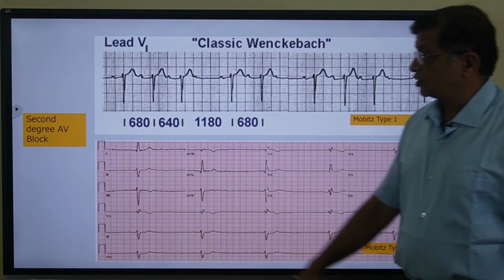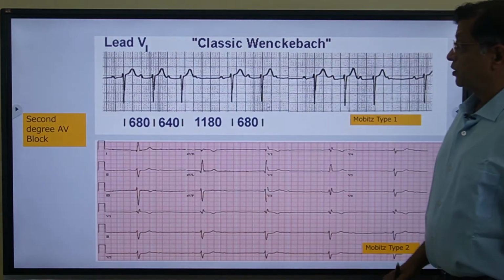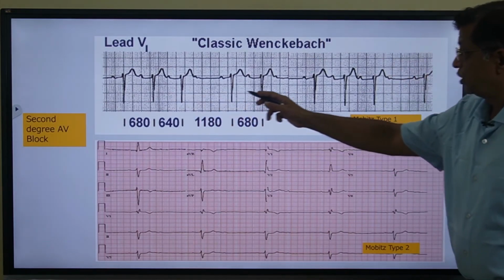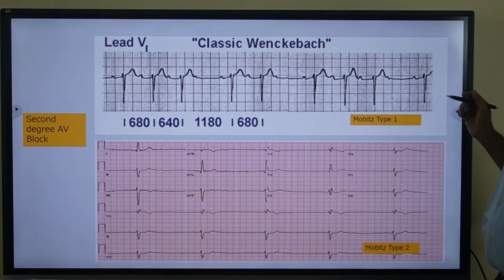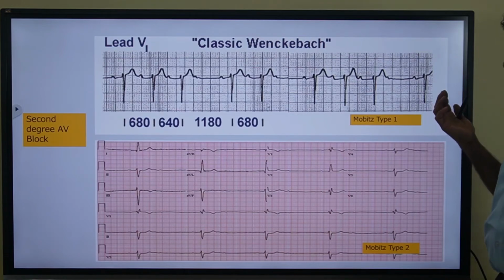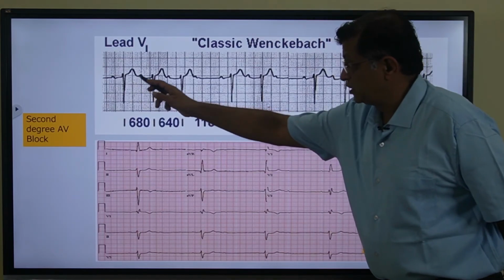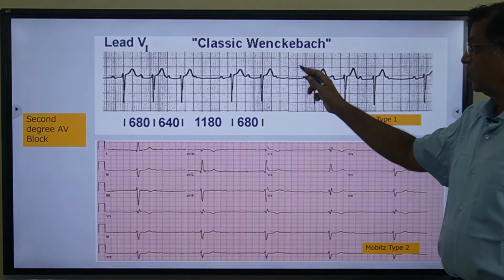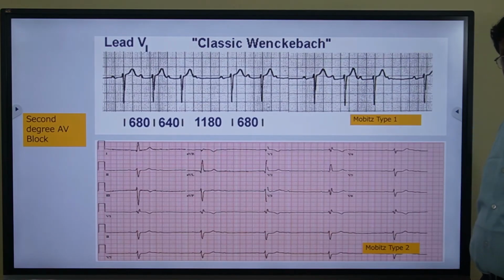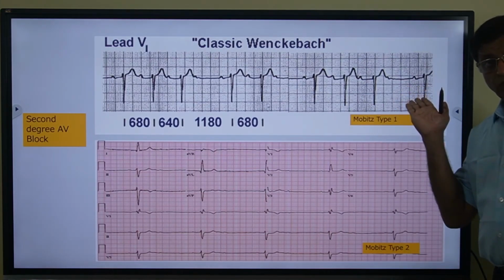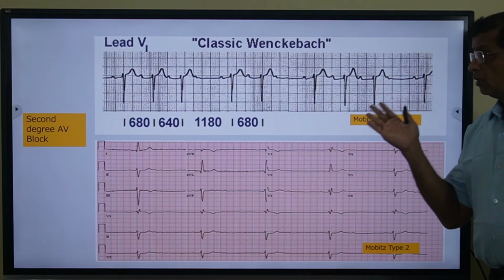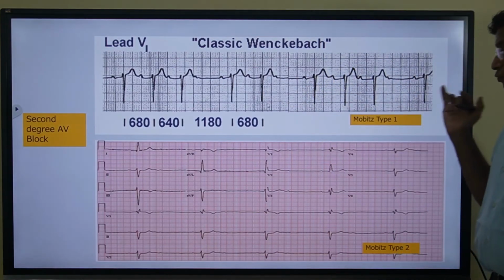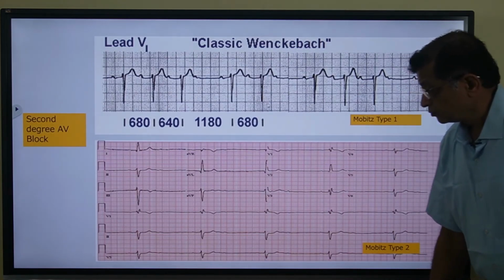Now what happens when there is second degree AV block? Second degree could be Mobitz type 1 or type 2. For example, here you see irregular rhythm. So you may think probably this is atrial fibrillation, but are you seeing P waves? Yes, you do see P waves. However, the PR interval goes on increasing, and then there is loss of a QRS complex. We'll come to it when we study the blocks. But this irregularity is not AF, but Mobitz type 1, second degree heart block.